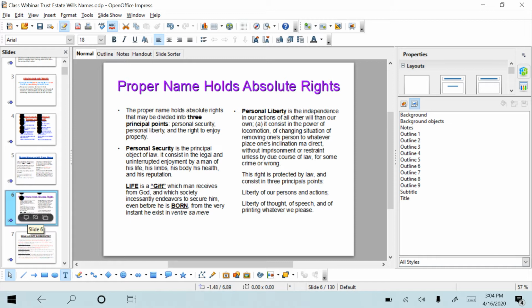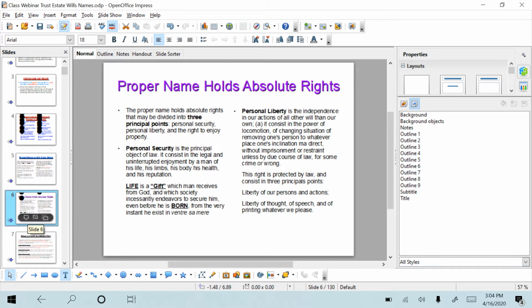Proper name holds absolute rights. Well, what type of rights does the proper name hold? What are absolute rights? Well, let's divide these into three principal points. We're talking about personal security, your personal liberty, and your personal right to enjoy the property in your possession.